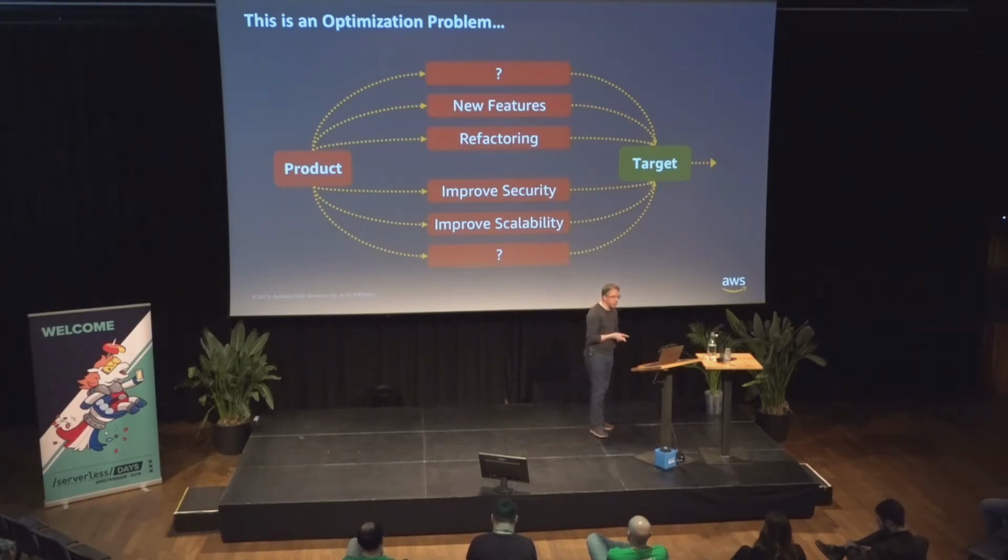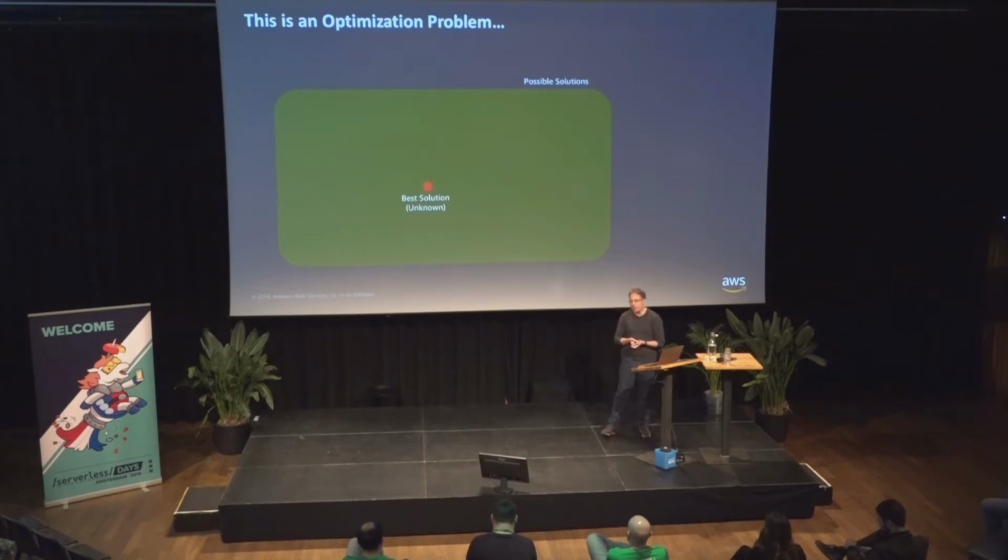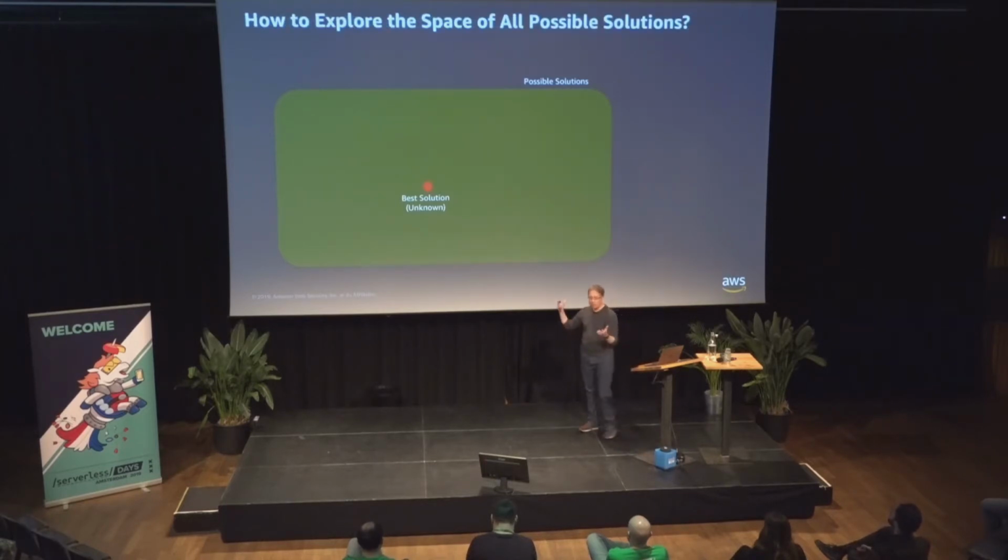So this is where, when you have an optimization problem, you either have some way of finding the solution explicitly, or you need to explore the space of the solution. So somewhere there is the best solution. This is what I want to do with my product. I want to reach that point, but it's not easy. The direction that I should take is unknown: if I should focus on new features or on scalability or security. How can I explore the space of this solution that is almost infinite?